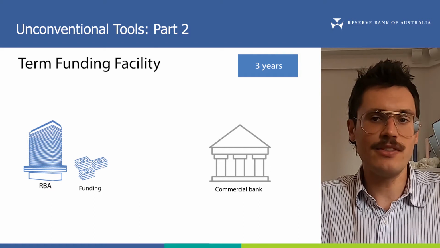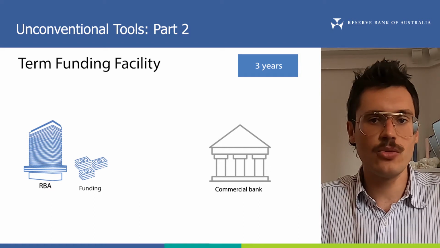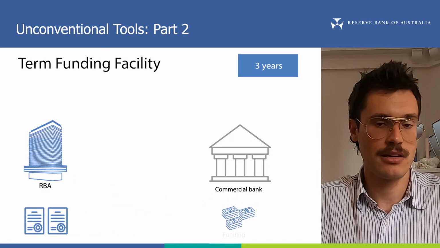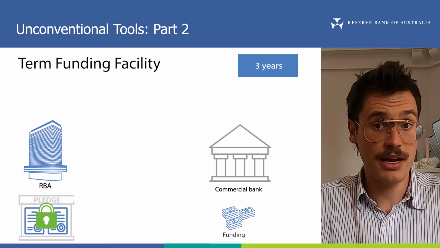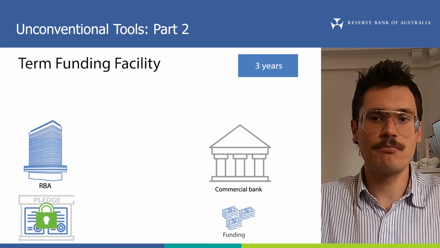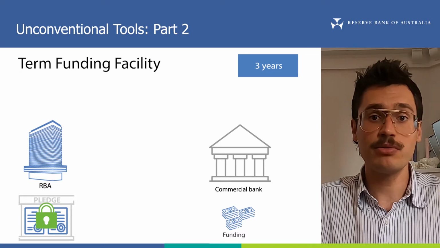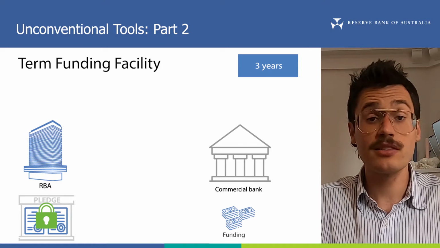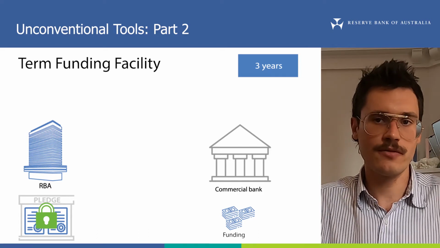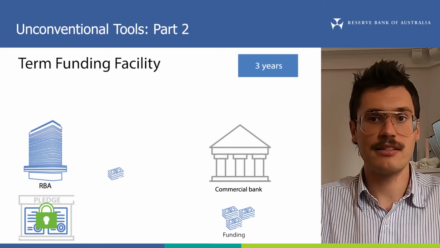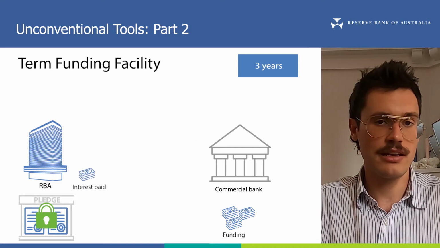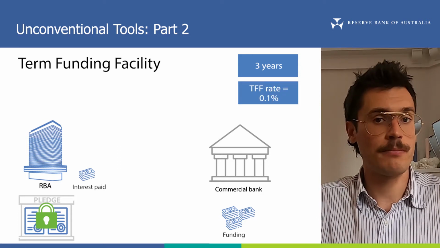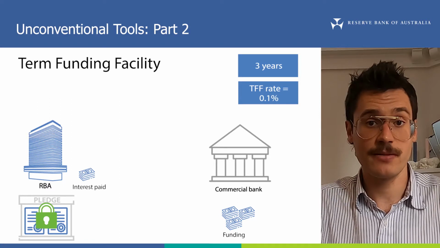Now, the RBA just doesn't give this funding to banks. The funding is secured, meaning that banks have to pledge assets of at least equal value to access the money, which are held by the RBA until the funding is paid back. Think of this like when someone borrows to buy a house. They have to pledge their house as security to access the loan, and they're only released from this pledge once the loan's repaid. In return for the funding, the bank pays an interest rate to the RBA, which is fixed over the 3 years the funding is provided for. At the time of publishing, this interest rate was 0.1%, the same as the target for the cash rate.